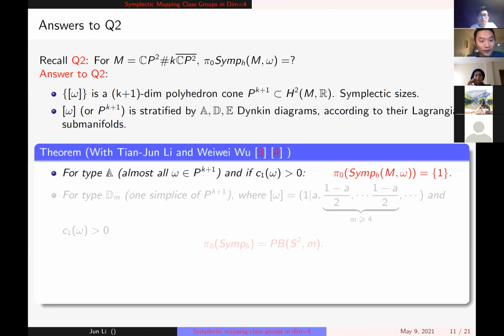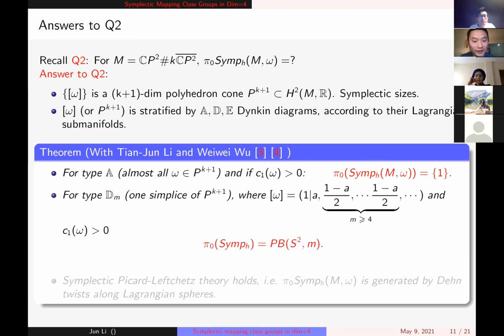So firstly, for type A forms, we also need another assumption. We want to have c_1 non-negative symplectic forms. Okay. In this case, the symplectic Torelli group is trivial, or at least the homologically trivial part of that group is trivial. Okay, so here type A means almost all forms in this symplectic cone, and then c_1(omega) greater than 0 means we are going to chop a small corner of the cone. Okay, that's a rough picture.